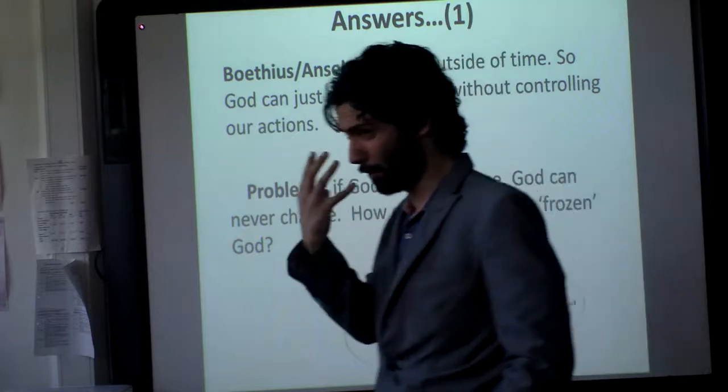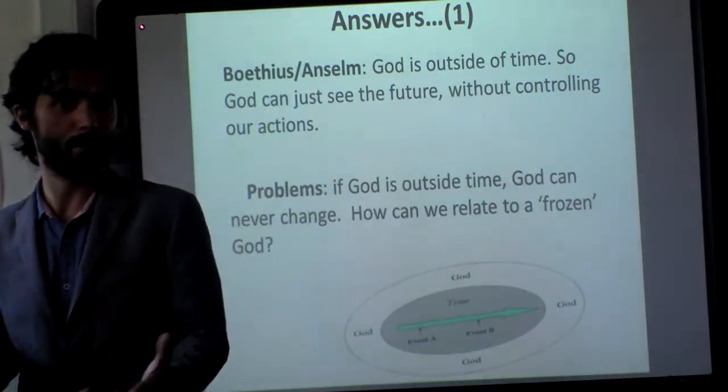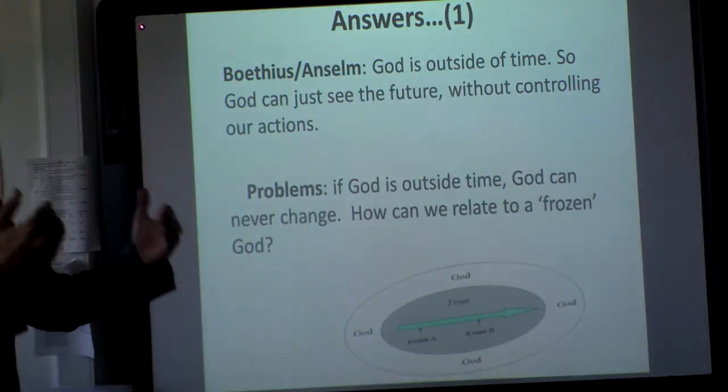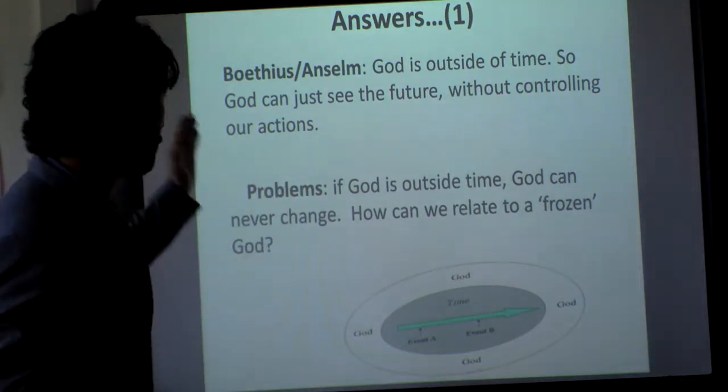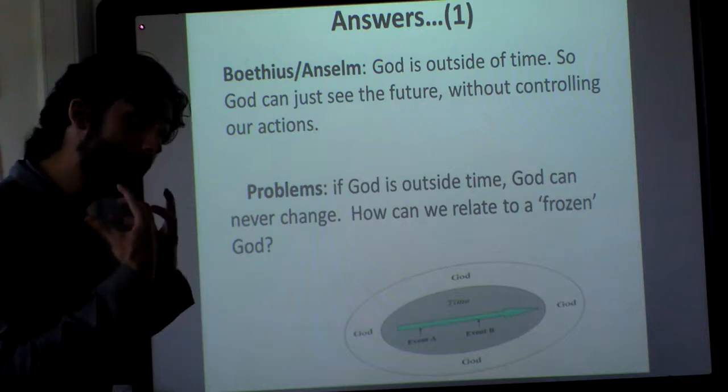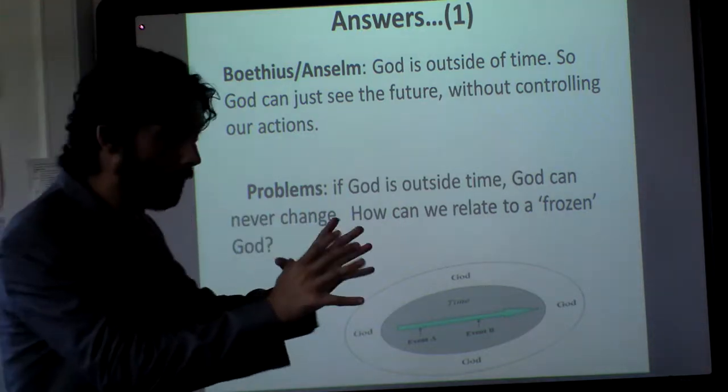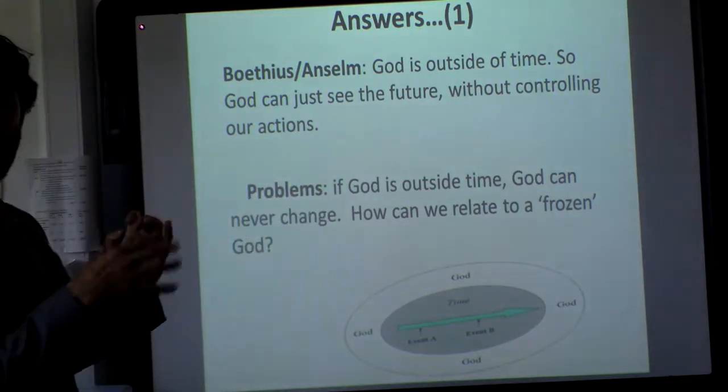But that doesn't mean that you're controlling the characters in the movie, does it? It's just that you're outside of the movie. That's why you know exactly what's going to happen. So, Boethius and Anselm conclude that yes, God is omniscient, but he doesn't control our actions. He can just see them. It's not the same.